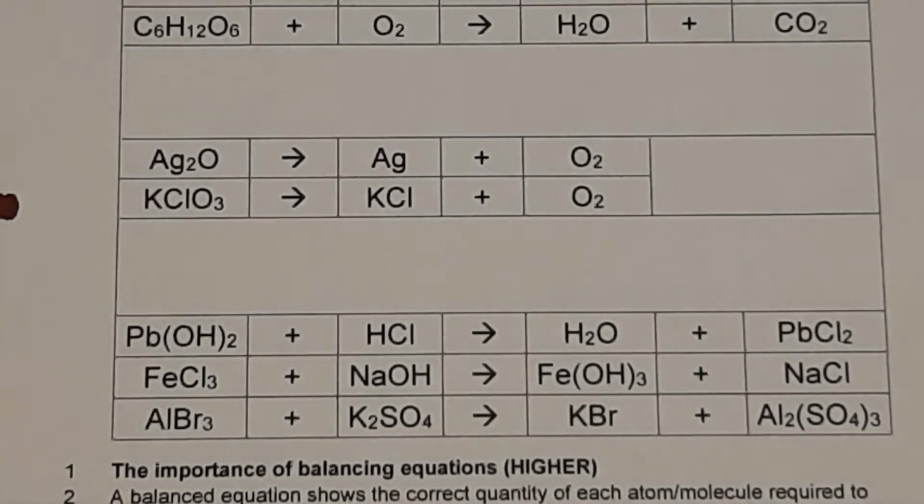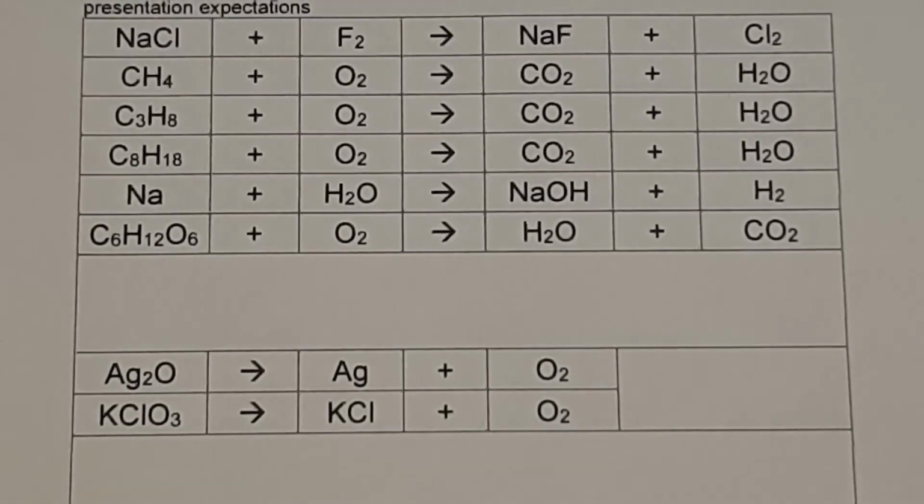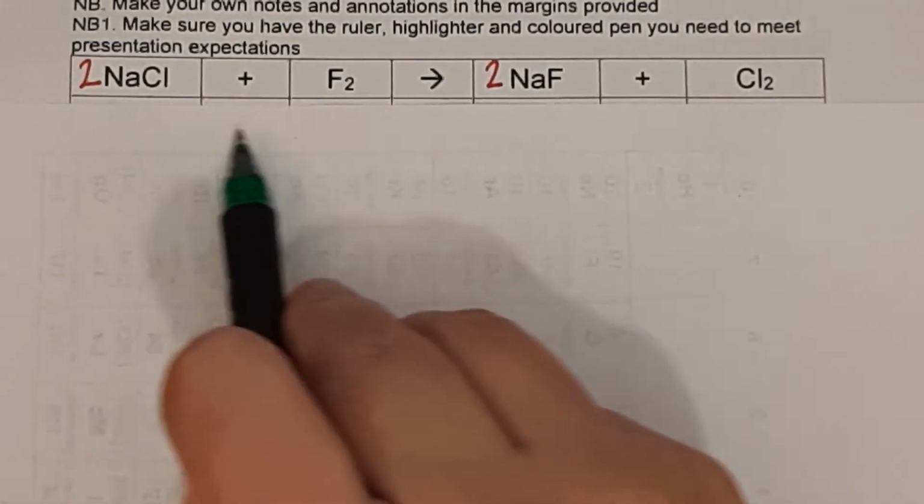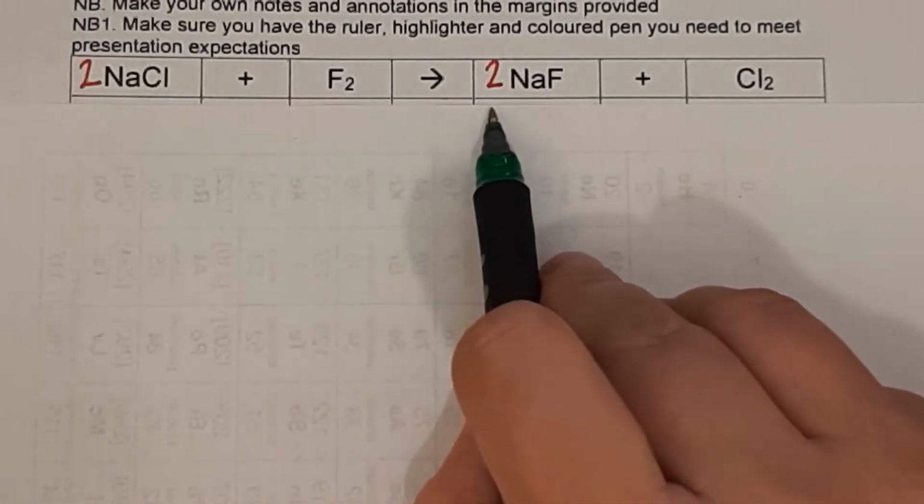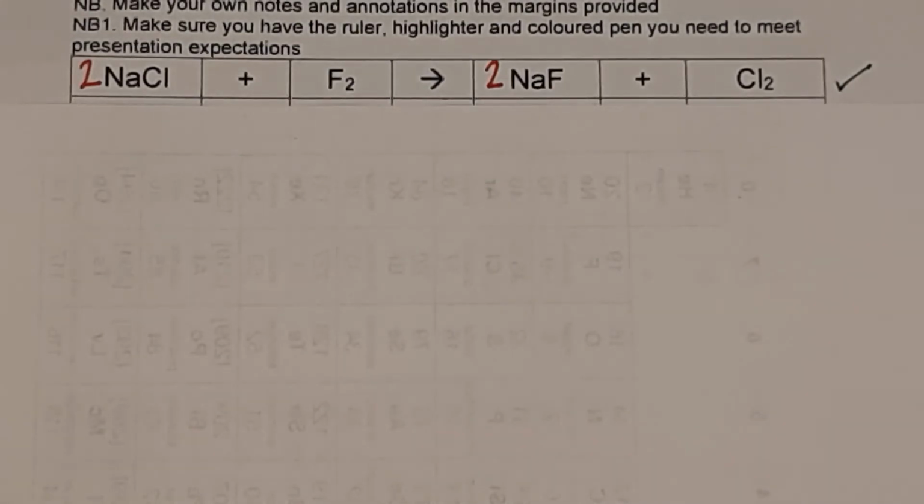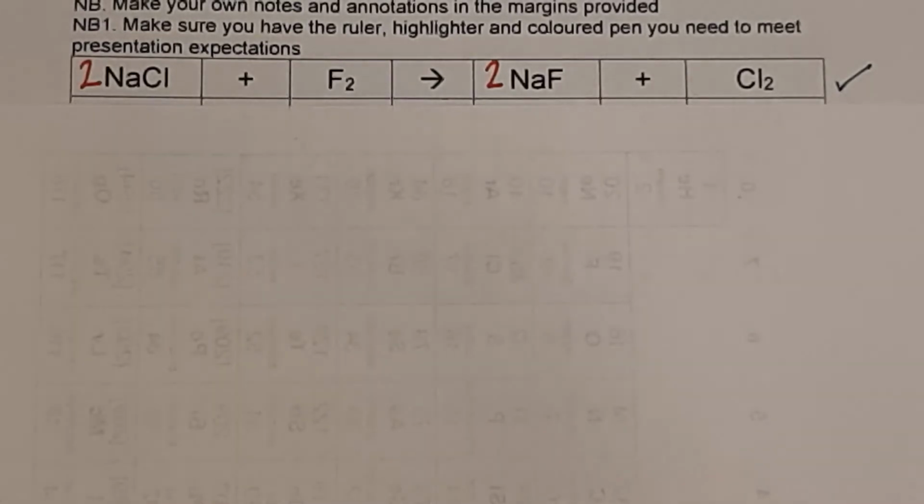I won't go through these in the same way, okay? I will just give you the answers for these. So feel free to use the method I've shown you to work through those. Okay, so let's go through those. First one is 2 NaCl plus F2 turns into 2 NaF plus Cl2. So you need both of those to be correct to get the mark. Do any corrections in a different coloured pen, please, to show where you've made mistakes and where you've gone wrong.